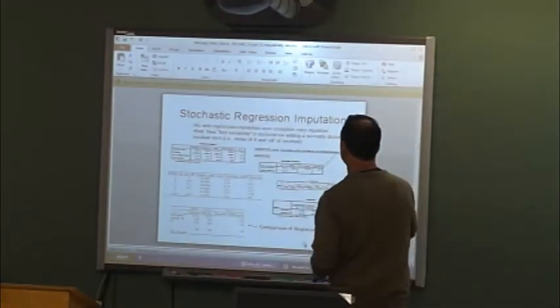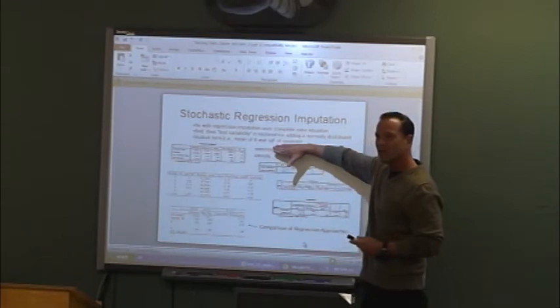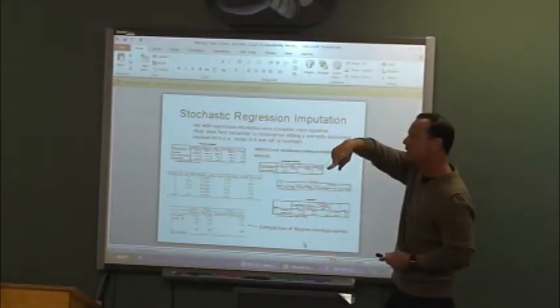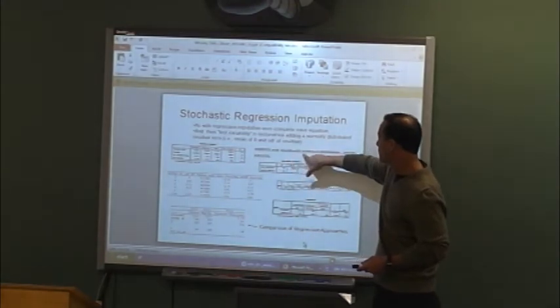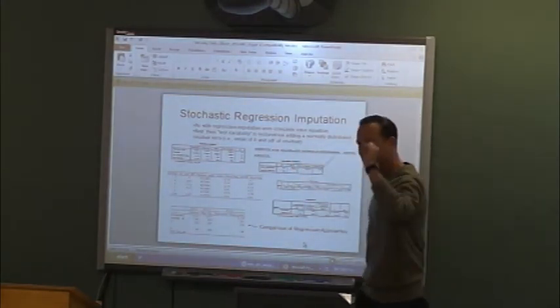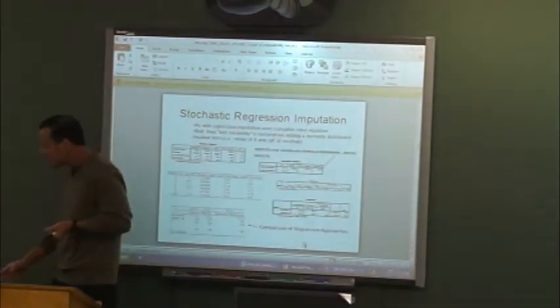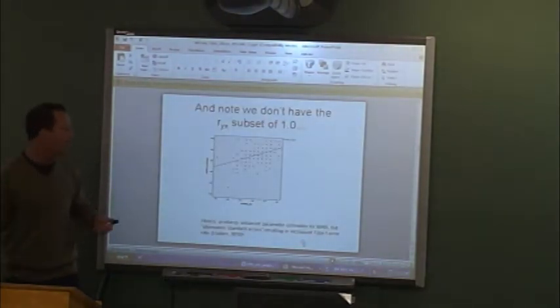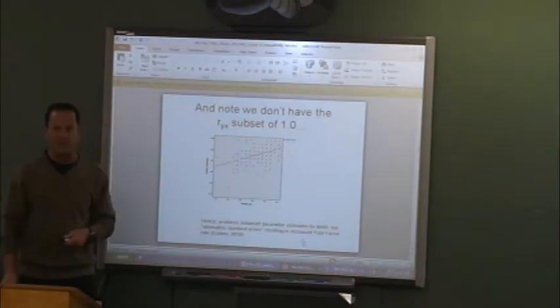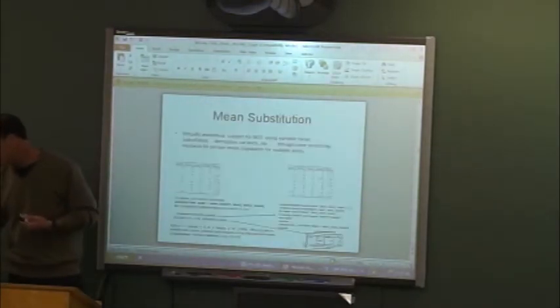Now there are techniques where I can add the residual. I can create a normally distributed matrix of residuals, which I did there, and add it to each one. Which means I'm adding that element of uncertainty. And now we don't have that subset. So these are all options, everybody.